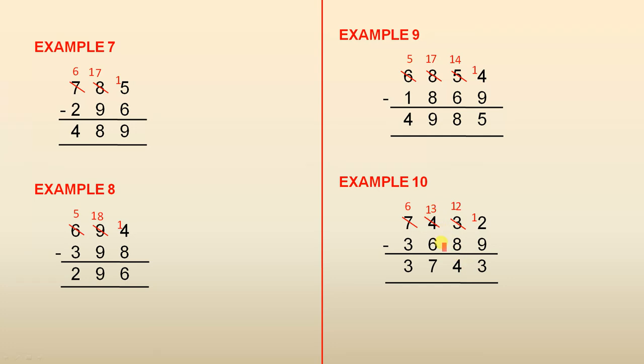3 take away 6 we can't do. Cross off the 7 and make it a 6. There's the 1. 13 hundreds minus 6 hundreds gives you 7 hundreds. And 6 take away 3 is 3. So remember, this is the units column, the tens, the hundreds, and the thousands. So you take your time, and that's how you do subtraction with trading.